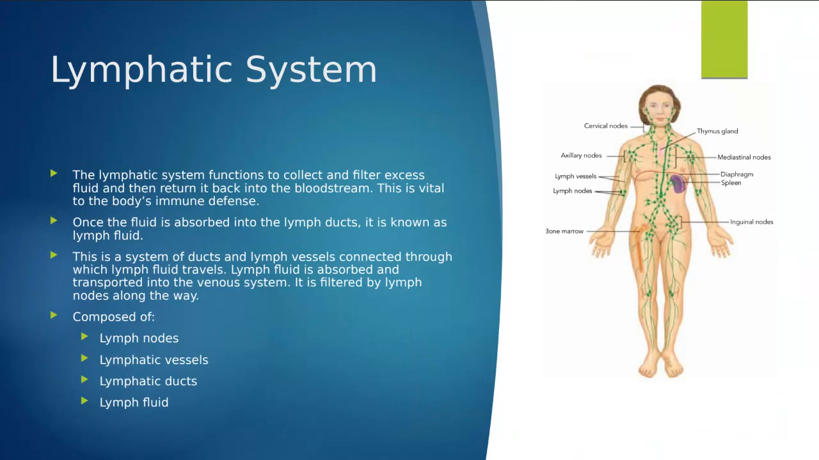functions to collect and filter excess fluid, also known as lymph fluid, and we'll talk about that in a minute, and then return it back into the bloodstream. So that's kind of how we have this chain that keeps going. This is vital to our body's natural immune defense. Once that fluid is absorbed in the lymphatic ducts, it's going to be known as lymph fluid. So we kind of accumulate and we collect all of this excess fluid that occurs in the body, right?